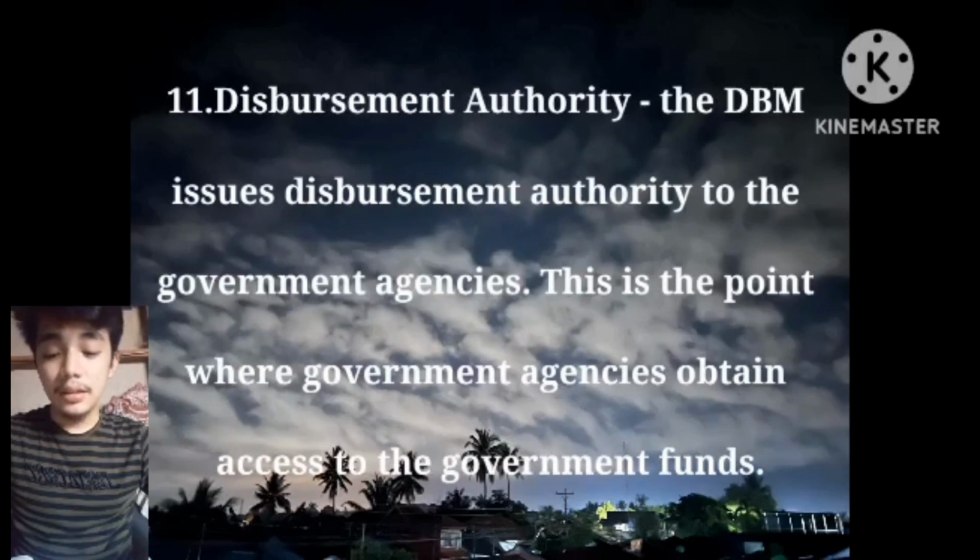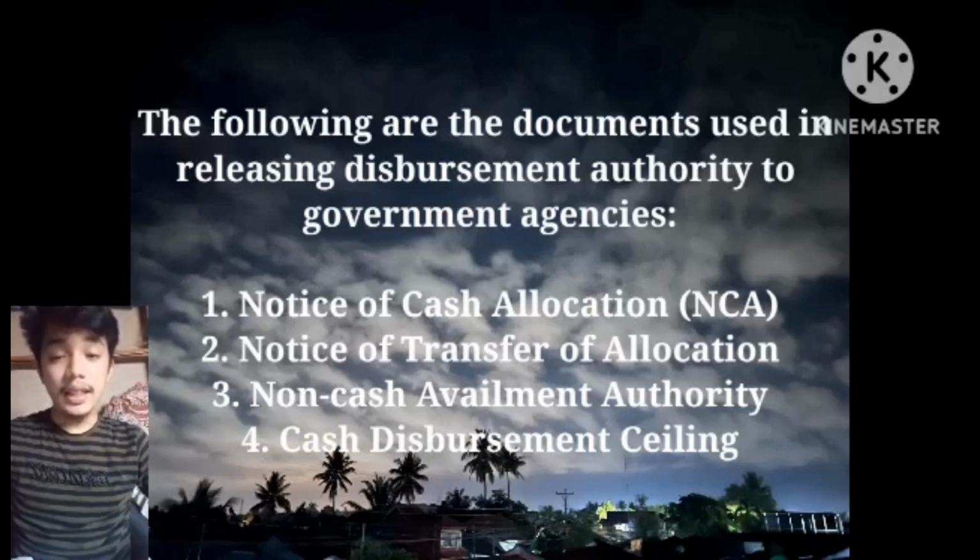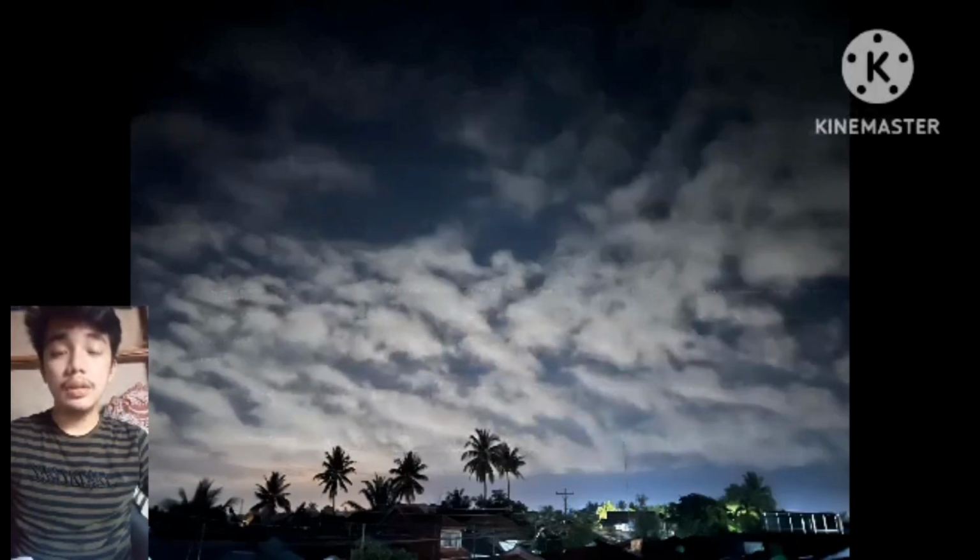And number 11, Disbursement Authority. The DBM issues disbursement authority to the government entities. This is the point where the government entities obtain access to government funds. The following documents are used for releasing disbursement authority to government agencies. Number 1 is Notice of Cash Allocation, or NCA. Number 2 is Notice of Transfer of Allocation. Number 3 is Non-Cash Availment Authority. Number 4, Cash Disbursement Ceiling. So that will be all.